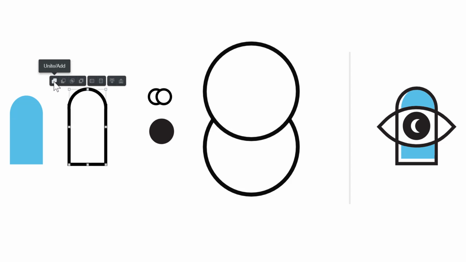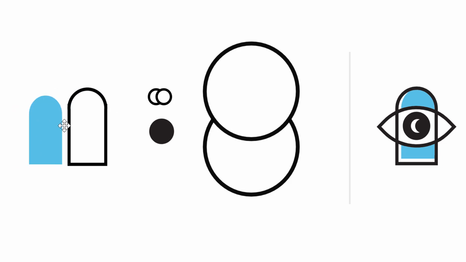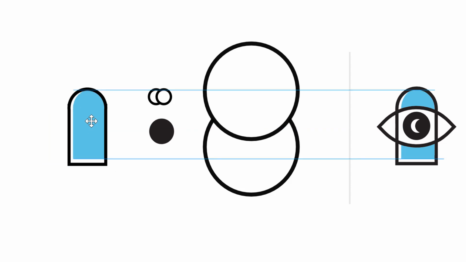So for this one, we're going to take the unite and combine those two together. So now I have a shape that's just that one continuous line. I can take my blue background and just slide it in, and I'll try to line it up as similar as I can to that original design.